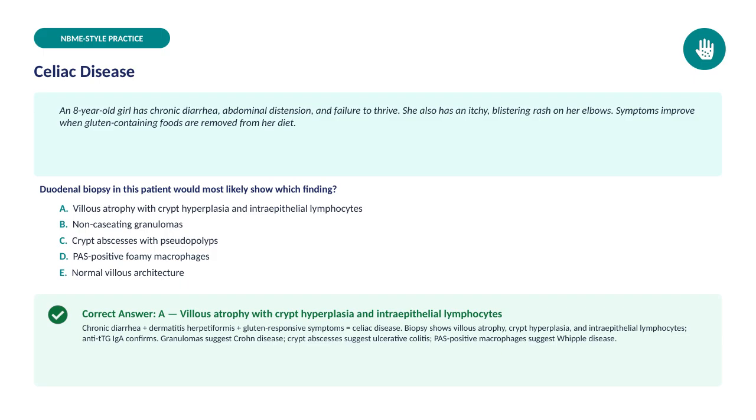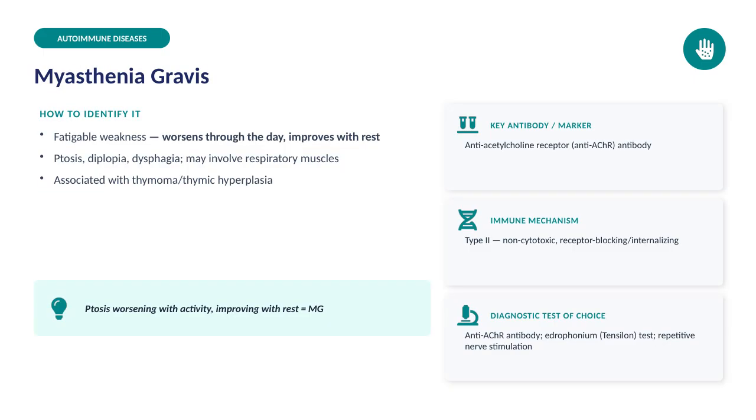Diagnosing celiac disease is supported by the presence of antibodies like anti-tissue transglutaminase IgA. Other biopsy findings like non-caseating granulomas would suggest Crohn's disease. Crypt abscesses with pseudopolyps indicate ulcerative colitis, and PAS-positive foamy macrophages are characteristic of Whipple disease. The normal villus architecture would not fit this clinical picture since damage to the villi is a key feature here.